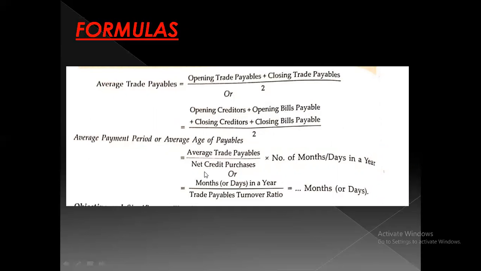Average trade payable divided by the net credit purchase into number of months or days in a year. Or in other words, we can say if we are calculating in days, 365 divided by trade payable turnover ratio. If you are calculating in months, then this is 12 divided by trade payable turnover ratio.